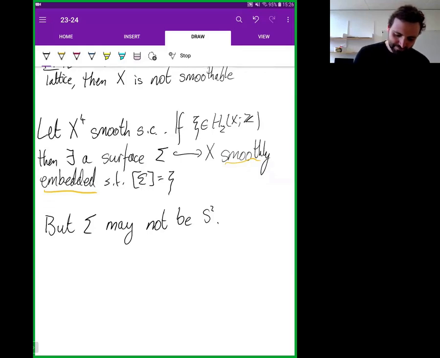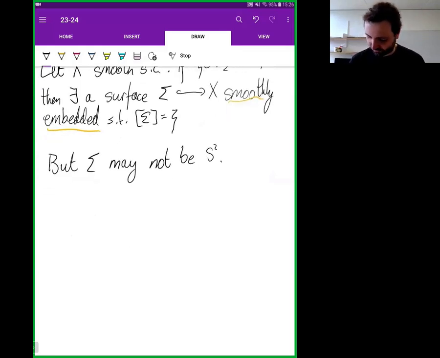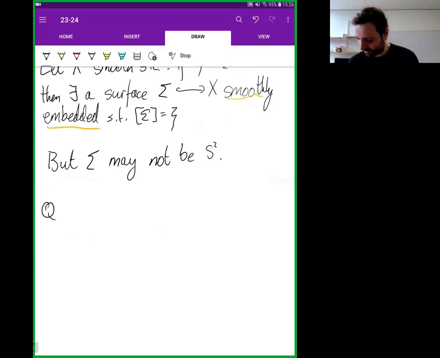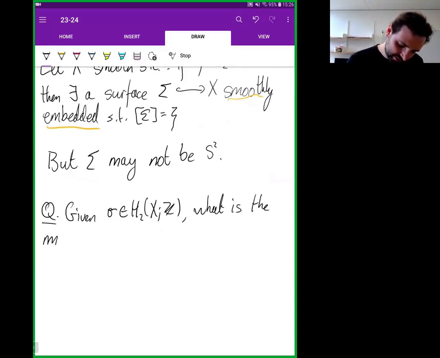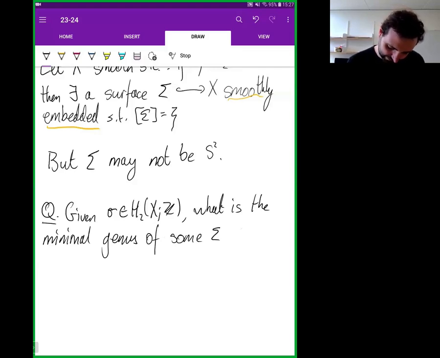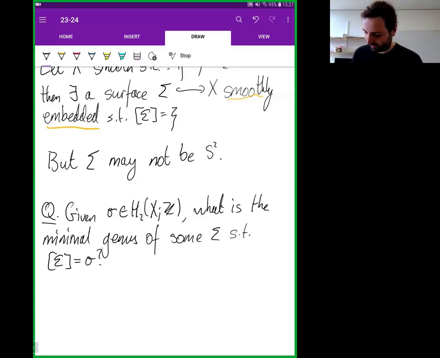Okay, so I think what motivated a lot of work of Peter Kronheimer and Mrowka and many other people is that if you're given some second homology class in your simply connected manifold, what is the minimal genus of some surface sigma represented in that class? So such that the fundamental class of sigma equals the class here. Okay, so I think this is a reasonably well posed problem given the above.